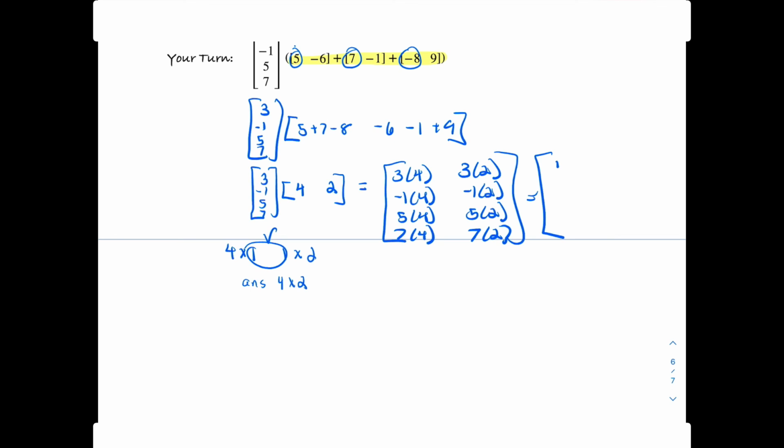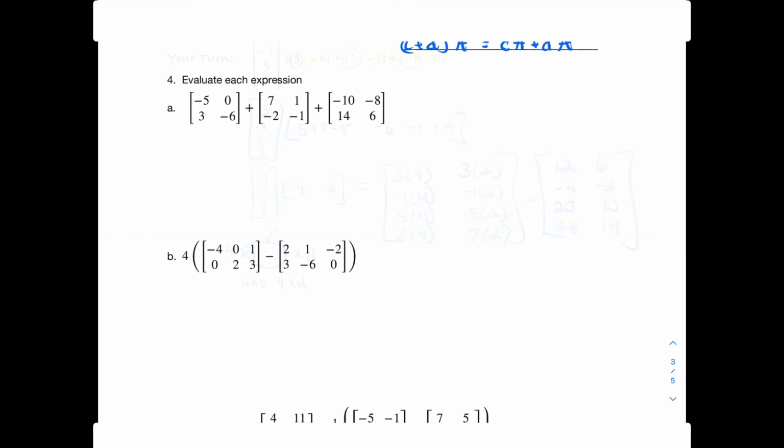Multiplying those together, I end up with my first row as 12 and 6. Row 2 is -4 and -2. Row 3, 20 and 10. And row 4, 28 and 14. Okay, now I hope you know how to do different matrix operations.